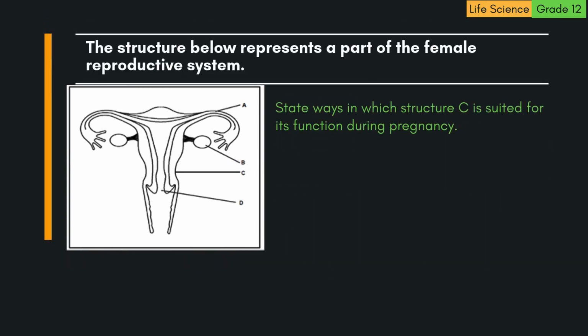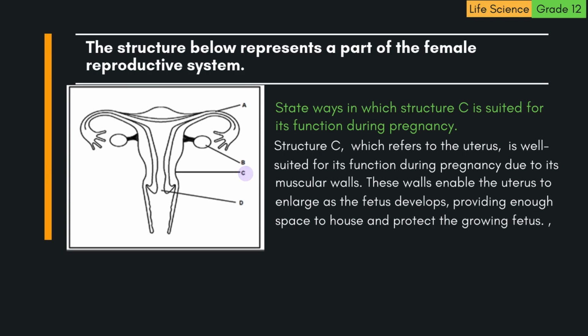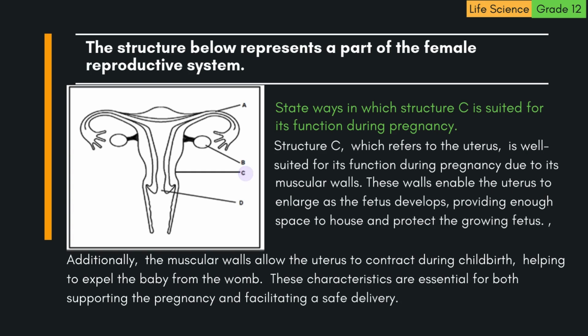Question. State ways in which structure C is suited for its function during pregnancy. Structure C, which refers to the uterus, is well suited for its function during pregnancy due to its muscular walls. These walls enable the uterus to enlarge as the fetus develops, providing enough space to house and protect the growing fetus. Additionally, the muscular walls allow the uterus to contract during childbirth, helping to expel the baby from the womb. These characteristics are essential for both supporting the pregnancy and facilitating a safe delivery.